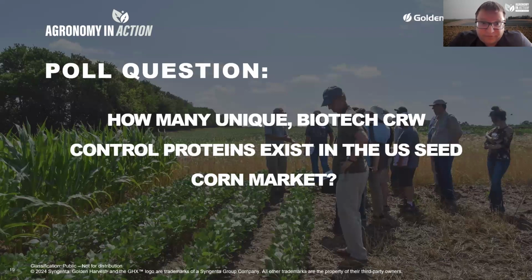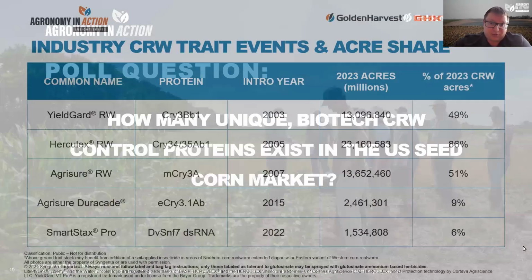Hey, nice job. 55% of the group got the question correct at 5. That is, in fact, the correct answer. If you answered 7, only 4% of you answered that, but you're actually right. That's an answer to a slightly different question that we'll get to in a minute or two. But there are 5 unique proteins available today.